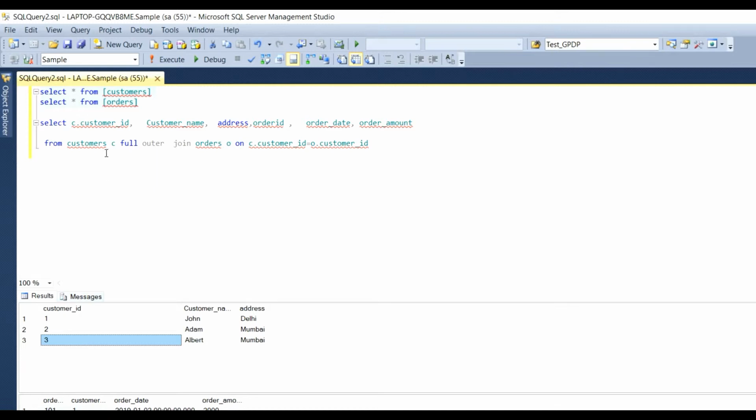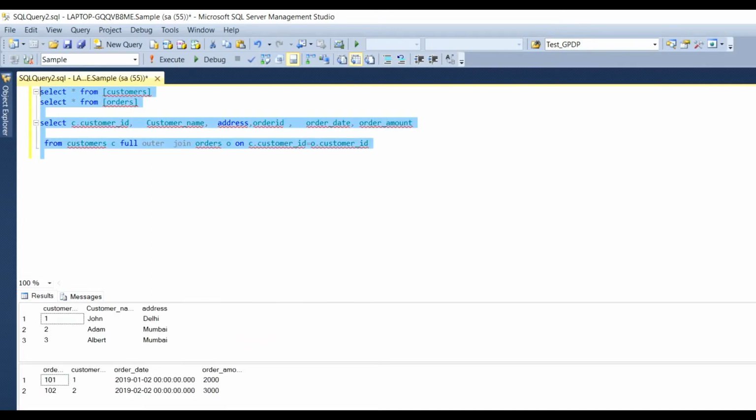If we write the syntax, a full outer join between customers and orders, and run the SQL statement here, see here, it gives the results from the full outer join from table 1 and table 2 and combines all.